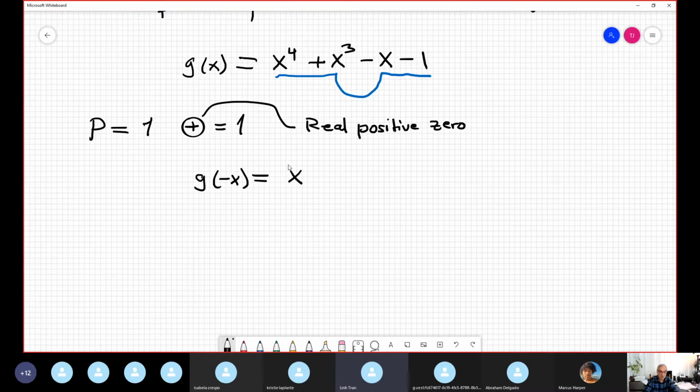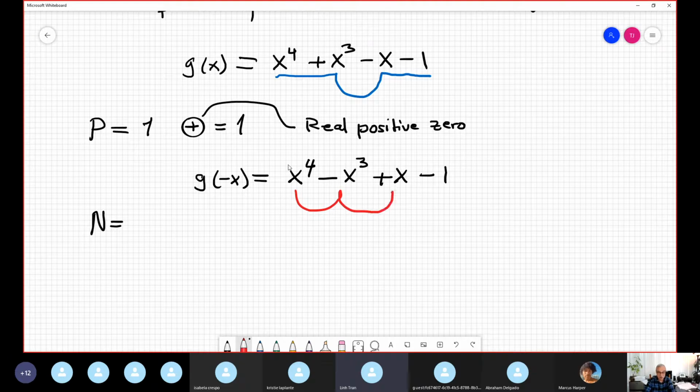Entonces, this stays the same because the exponent is even. This one changes. This one changes also. And this stays the same. And capital N is the amount of sign changes. Okay, this is a negative to positive change. This is a negative to positive change. This is a positive to negative change. Therefore, N is 3. Ajá, entonces 3 minus 2 es 1.